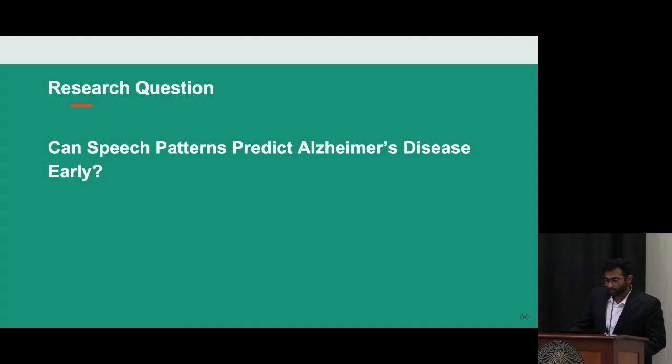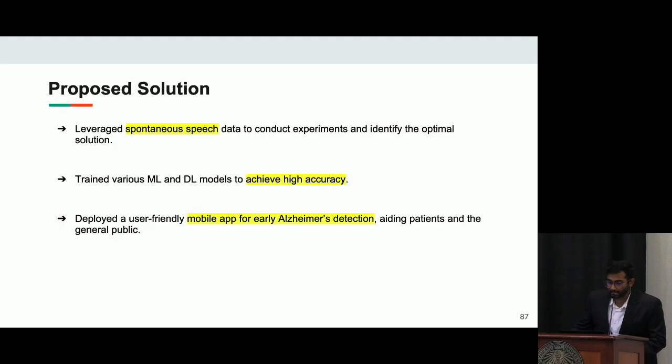So the proposed solution, what I built, is a model deployed into a mobile application, which makes it really readily available to anyone. And the app is completely free, so anyone can use it to monitor their cognitive health. And we use different kinds of machine learning and deep learning methods to achieve high accuracy.